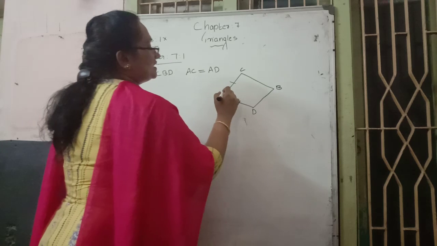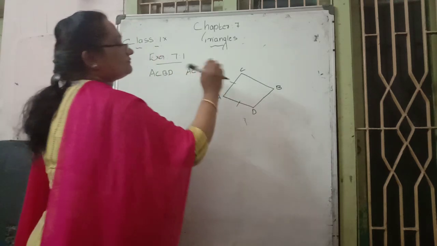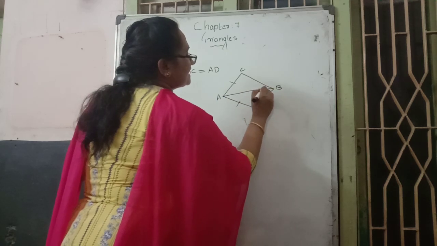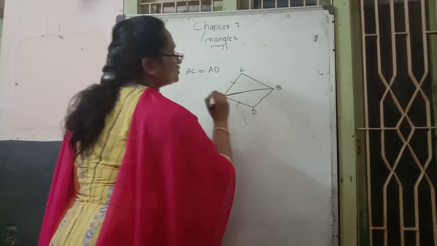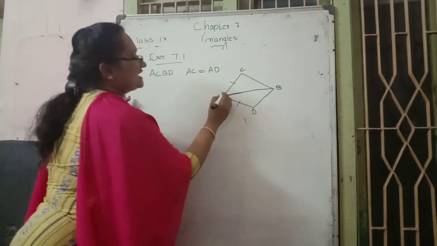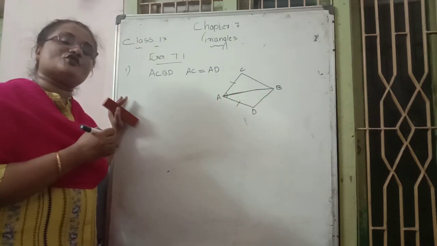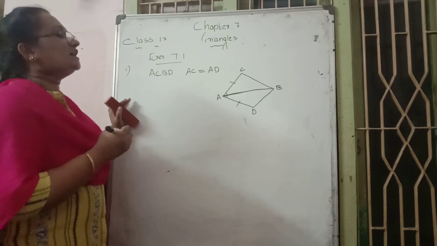And the AB line bisects our angle A. Bisect means the AB line cuts our angle A. Angle A is being cut by the AB line. That information is also given in the question.